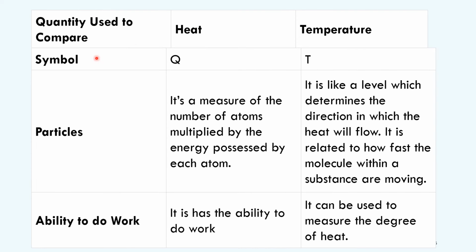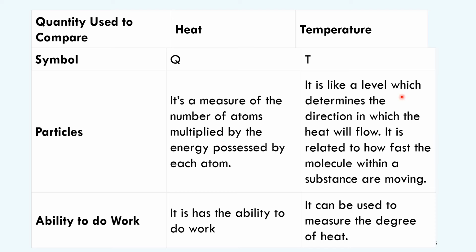Heat is represented by the symbol capital Q, and temperature is represented by the symbol capital T. In terms of particles, heat is a measure of the number of atoms multiplied by the energy possessed by each atom. How much energy each atom possesses, multiplied by the number of atoms, gives the heat.